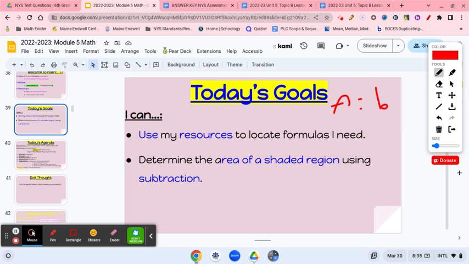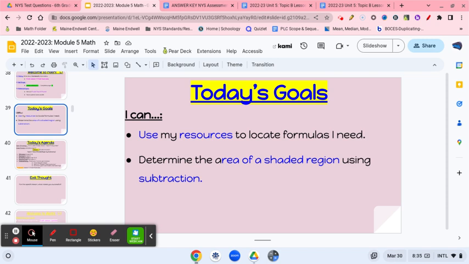But we should honestly already know area equals base times height. Sorry, that's an A. Of a rectangle, square, and parallelogram. And base times height divided by 2 is your triangle. We should know those, okay? Determine the area of a shaded region using subtraction. So it's going to look a little bit different today, but I think you're going to be okay.